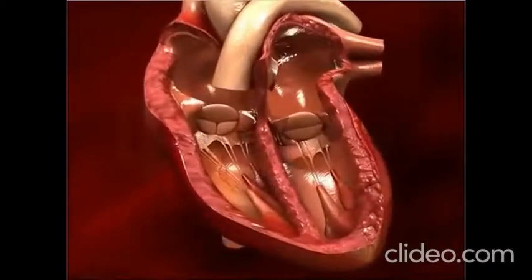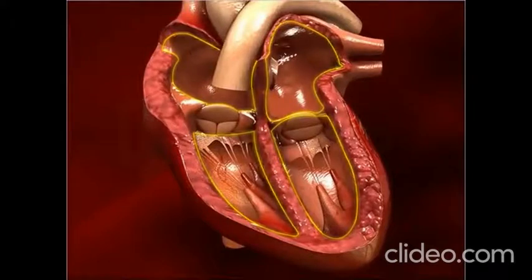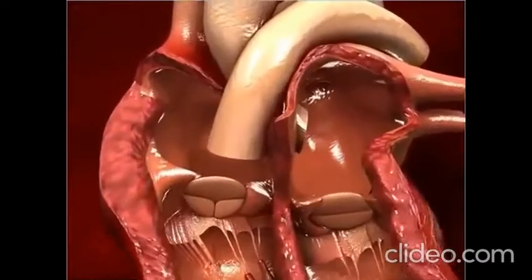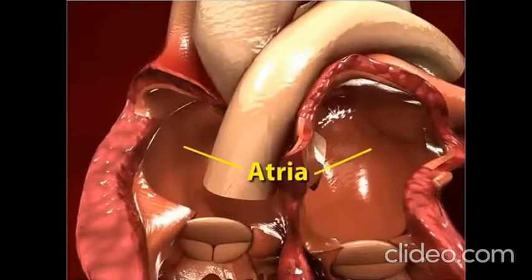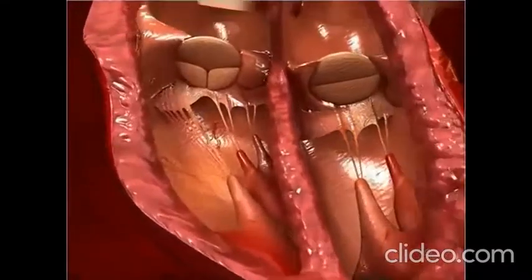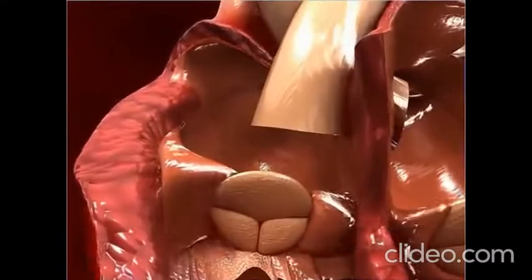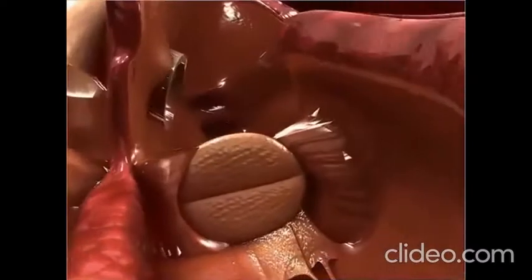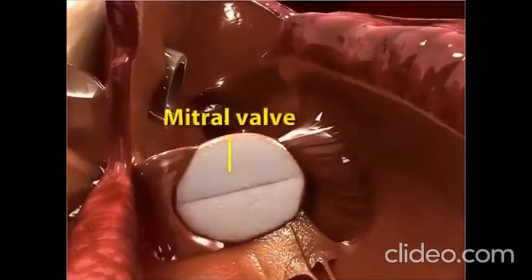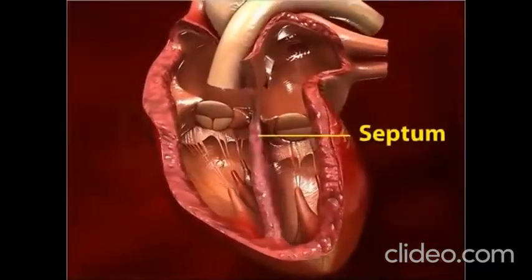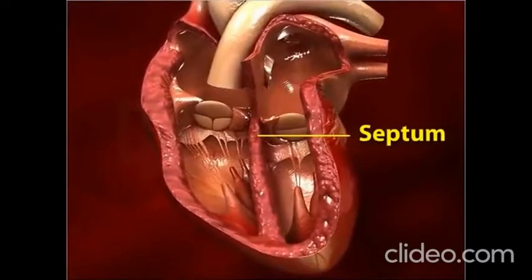Internally, the heart is divided into 4 chambers, 2 upper and 2 lower. The upper 2 chambers are called atria and the lower 2 are called ventricles. The right atrium opens on the right ventricle via the tricuspid valve, while the left atrium opens to the left ventricle via the mitral valve. The thick muscle wall running down the middle of the heart is called septum. It divides the auricles and ventricles.